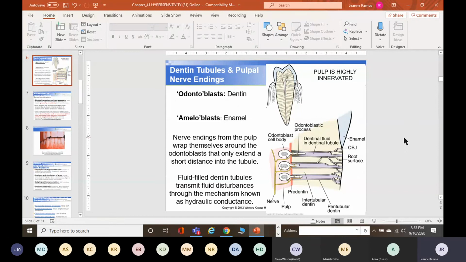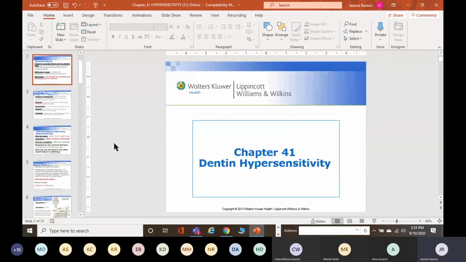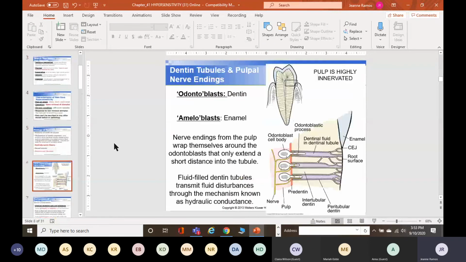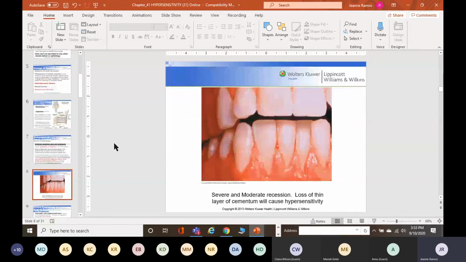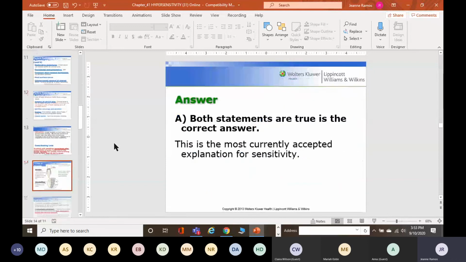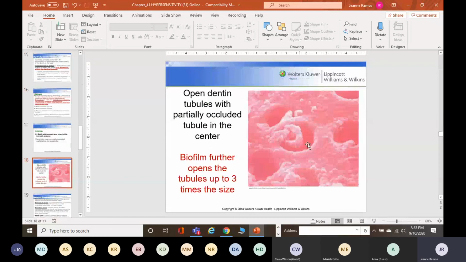Okay. So what I'm going to do is this would be a good place just to let you go on. I will go ahead and record this and put it on. It's not very long. Here's a picture of those open dentin tubules and partially occluded. Occluded means closed, so they're only partially closed in the center. And there's all these little tubules. And biofilm is going to make them grow 3 times the size of what they started out to be.